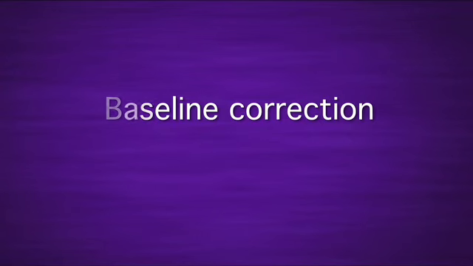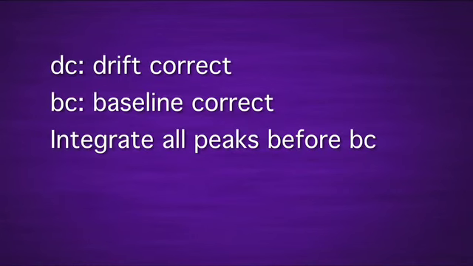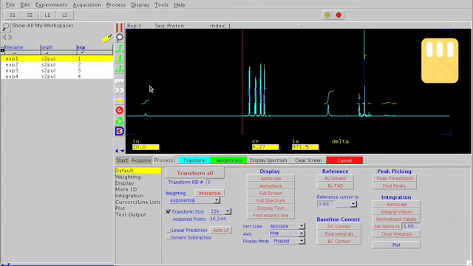Baseline correction. There are two baseline corrections. The first is DC, which is drift correct. The second is BC, which is baseline correct. BC requires that all peaks be integrated before doing the baseline correction.